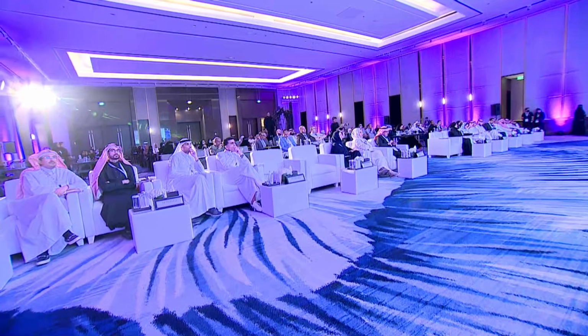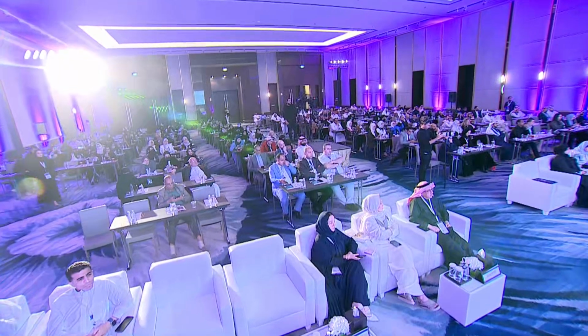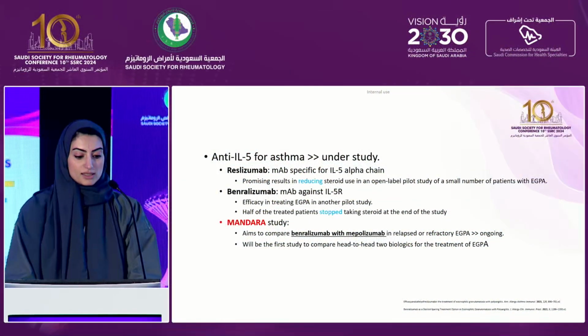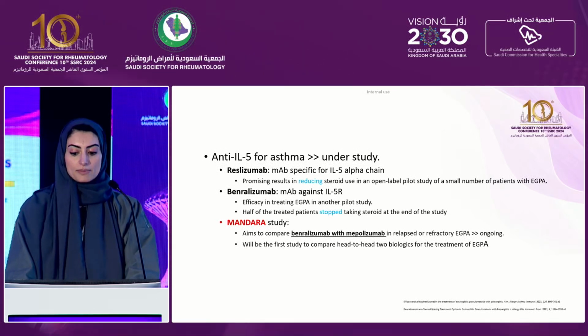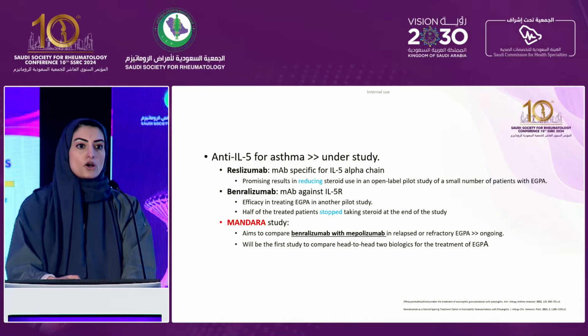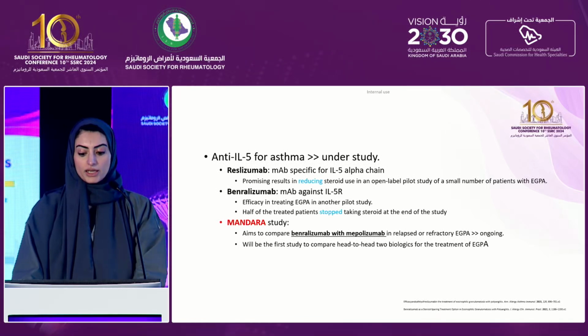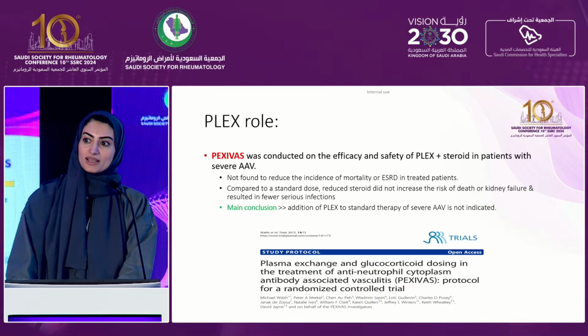Other anti-interleukin-5 agents currently approved for asthma and under study in EGPA are reslizumab, which is a monoclonal antibody specific for interleukin-5 alpha chain, which has promising results in reducing steroid dose, and benralizumab, which is a monoclonal antibody against interleukin-5 receptor, which has shown efficacy in treating EGPA in another pilot study. And there is the MANDARA study, which aims to compare benralizumab with mepolizumab in relapsed or refractory EGPA, and this study is ongoing. MANDARA is interesting because it's the first study to compare head-to-head two biologics for the treatment of EGPA.